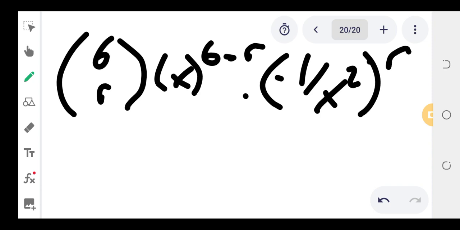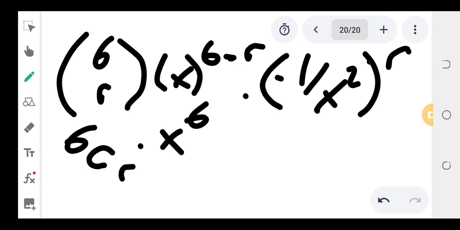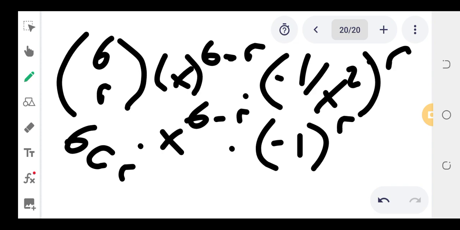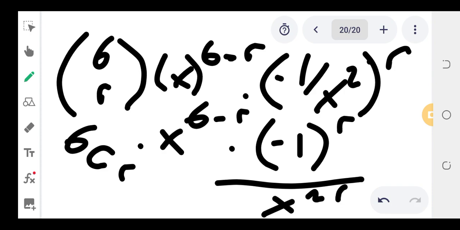So in order to evaluate this, we have 6 choose r multiplied by x to the power 6 minus r. On top, I'm going to separate this: we have negative 1 to the power r, let us distribute the r throughout. Then at the bottom, this is just multiplication. When a power is raised to another power, we must multiply the powers, so we get x to the power 2r.